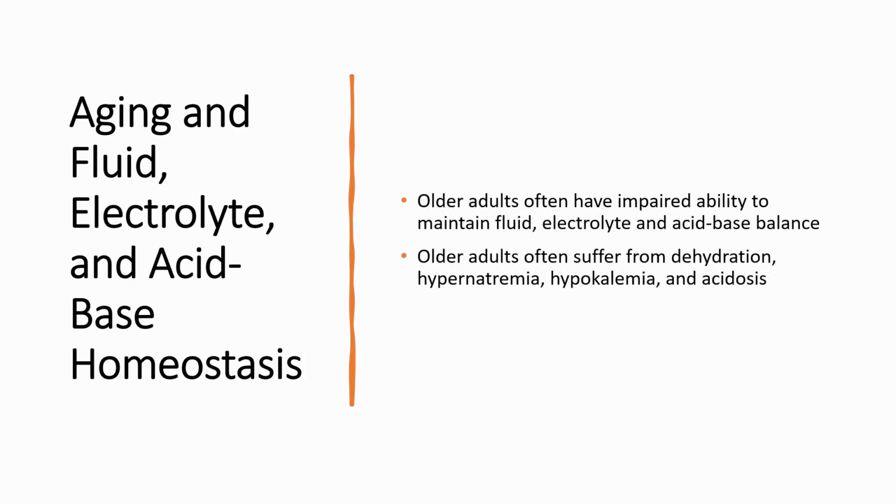Older adults often have impaired ability to maintain fluid, electrolyte, and acid-base balance. Older adults also suffer from dehydration, hypernatremia, in other words, salt levels are too high in the blood, hypokalemia, potassium levels are too low in the blood, and acidosis.